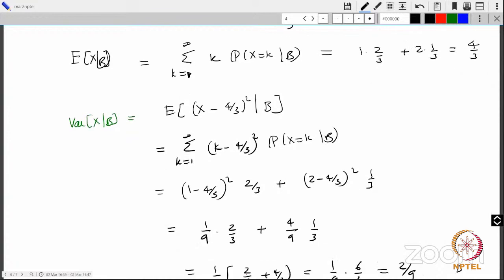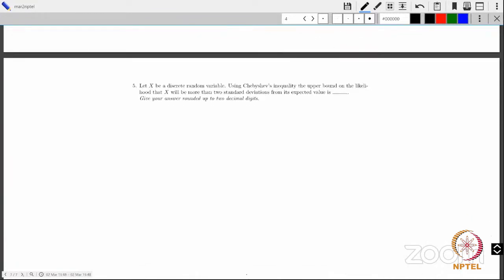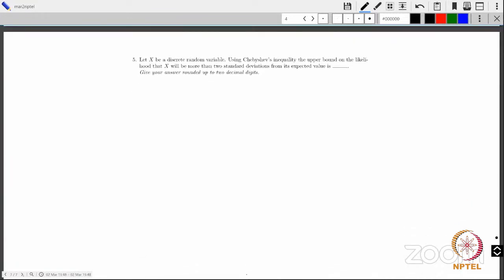Now let's do the next problem. This is the last problem of the day. X is a discrete random variable. I want you to use Chebyshev's inequality to find the upper bound on the likelihood that X will be more than 2 standard deviations from the expected value. So how do you want to do this question? I'll write the question down.